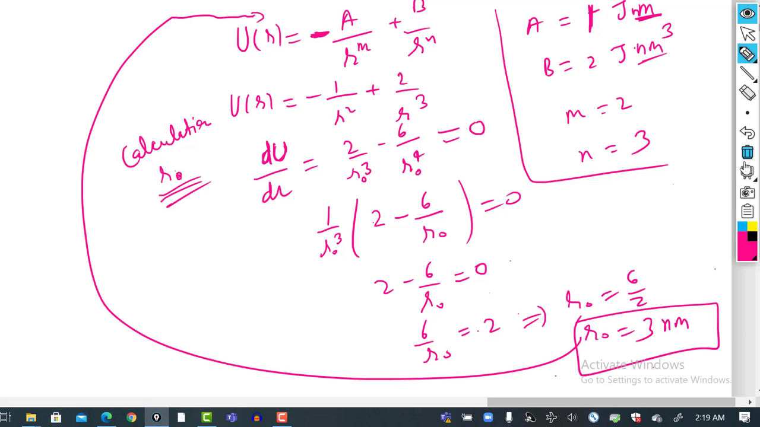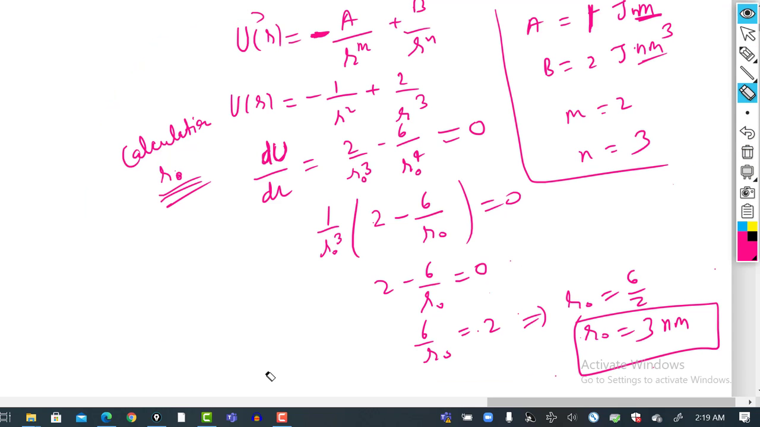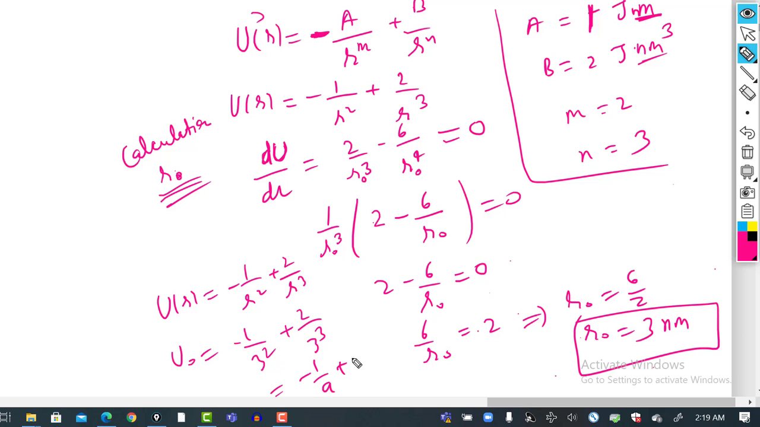So what will be U naught? So U naught is going to be put here. U of r is how much? Minus 1 by r square plus 2 by r cube. Now put r equal to r naught, you are going to get U naught. So minus 1 by r, which is 3, so 3 square, plus 2 by 3 cube. So you are going to get minus 1 by 9 plus 2 by 27. So basically you are going to get U naught. U naught will always be negative.